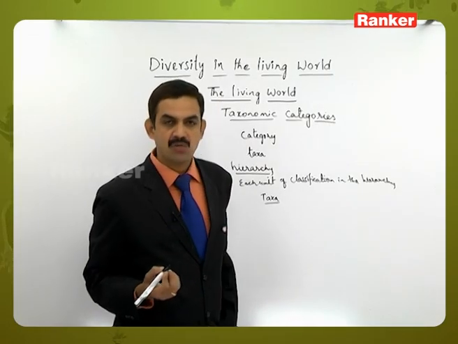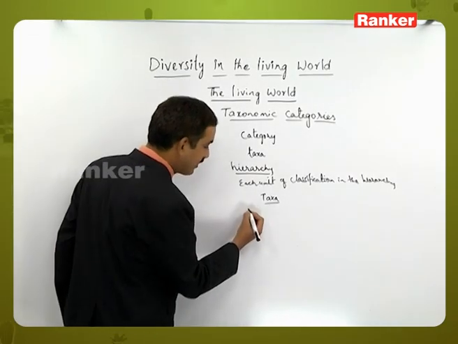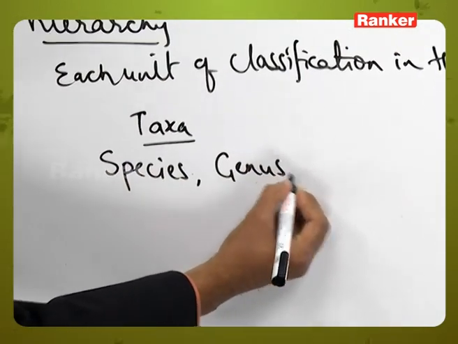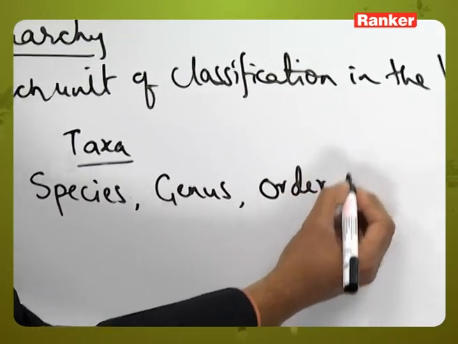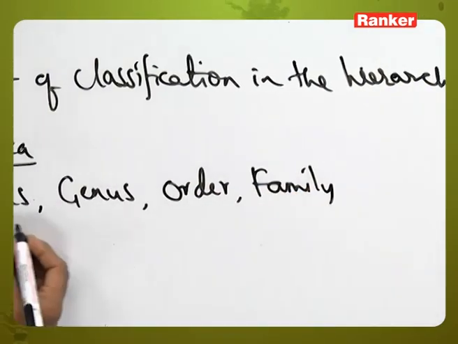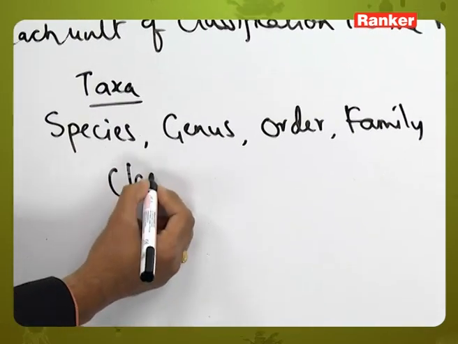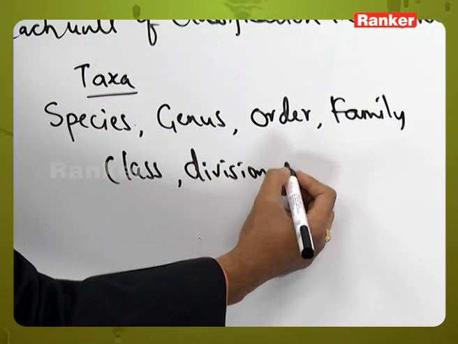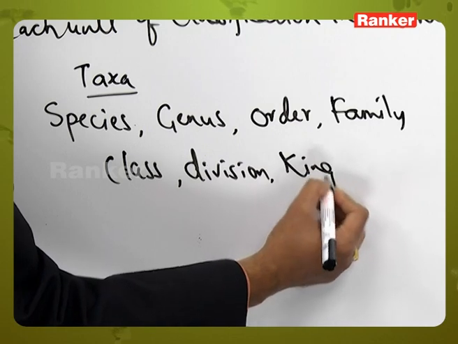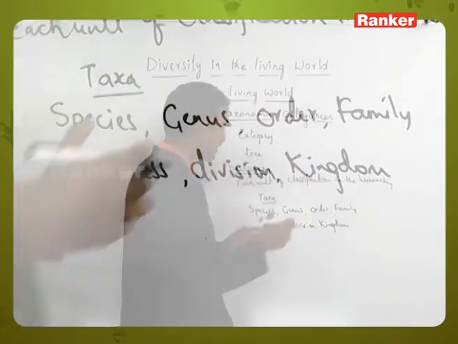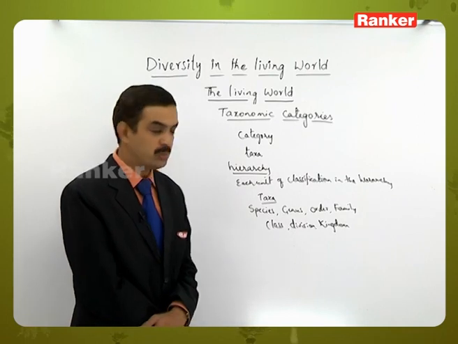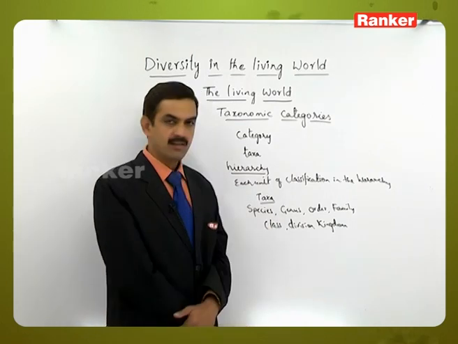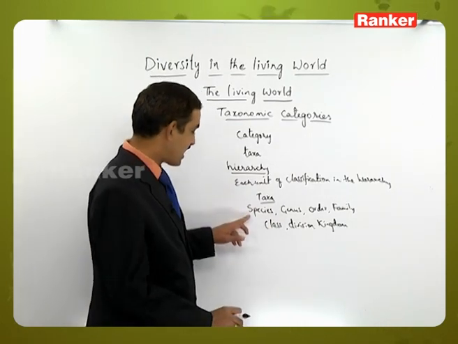So likewise, there are different types of taxa. Starting in the ascending order, some of them are the species, genus, order, family, class, division, kingdom, etc. So these are the various types of categories or taxa which are used in the hierarchy of classification. Now let us discuss each and every category, starting with the species.